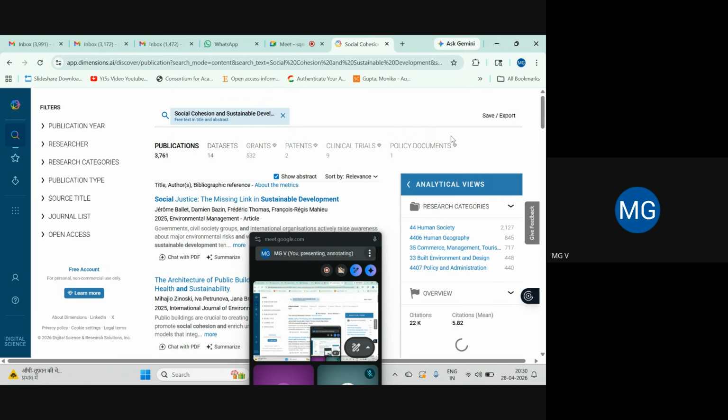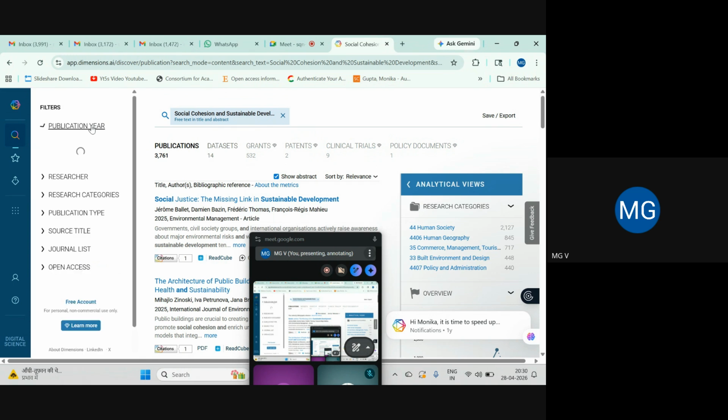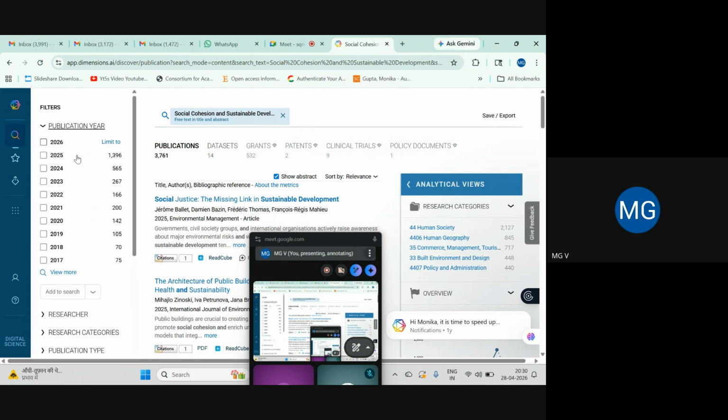Now see how many publications we got. 3761 publications, 14 datasets, 532 grants, 2 patents, 9 clinical trials, and 1 policy document. So now you can refine it further, making use of publication year and other parameters. Suppose I take the last 5 years.